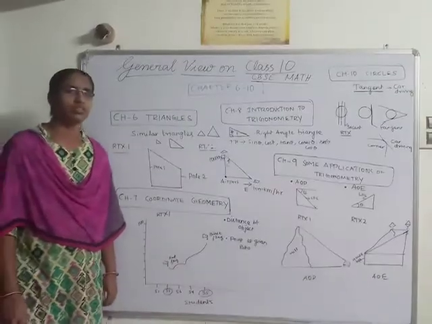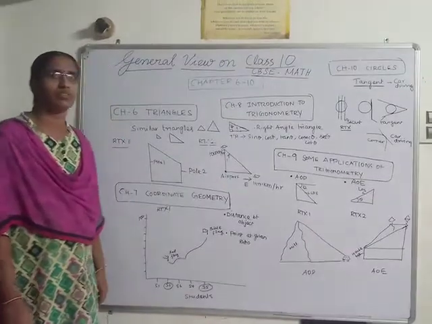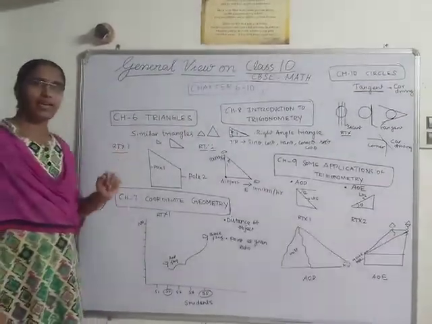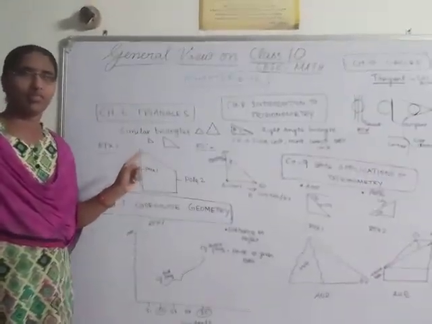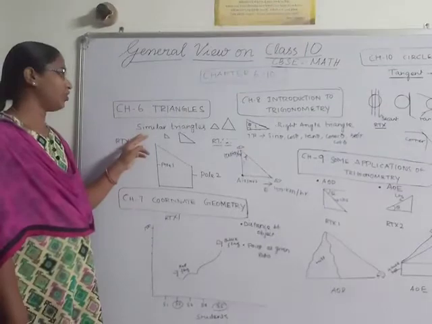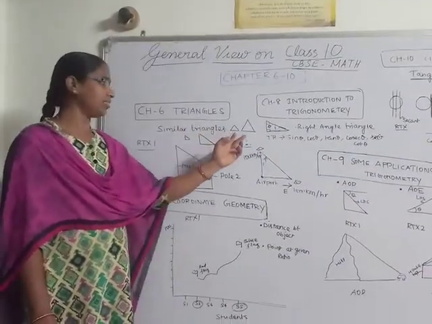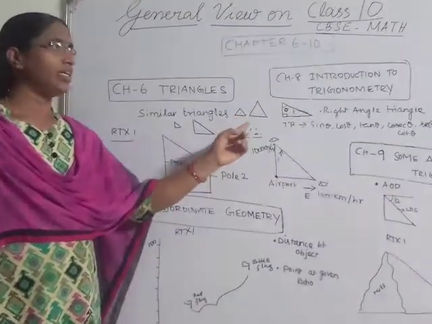Hello students, in this video we can see the general view on class 10 CBSE math from chapter 6 to 10. Your sixth chapter is triangle. So already you have studied different types of triangle. In this chapter we are going to study the similar triangles. Means the shape will be the same, but the size of the triangle will be different.